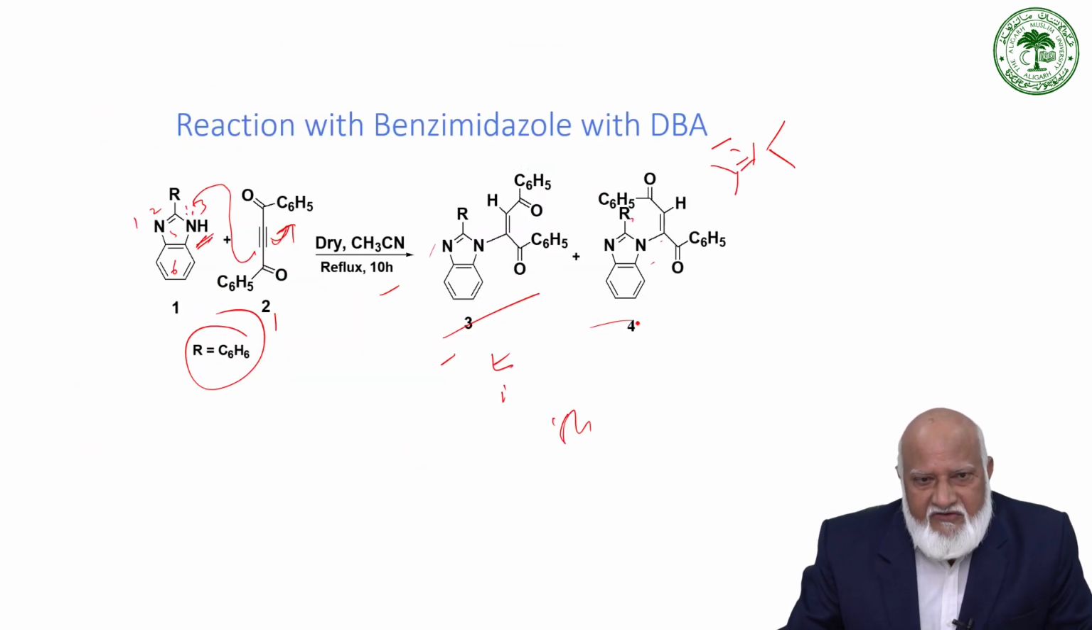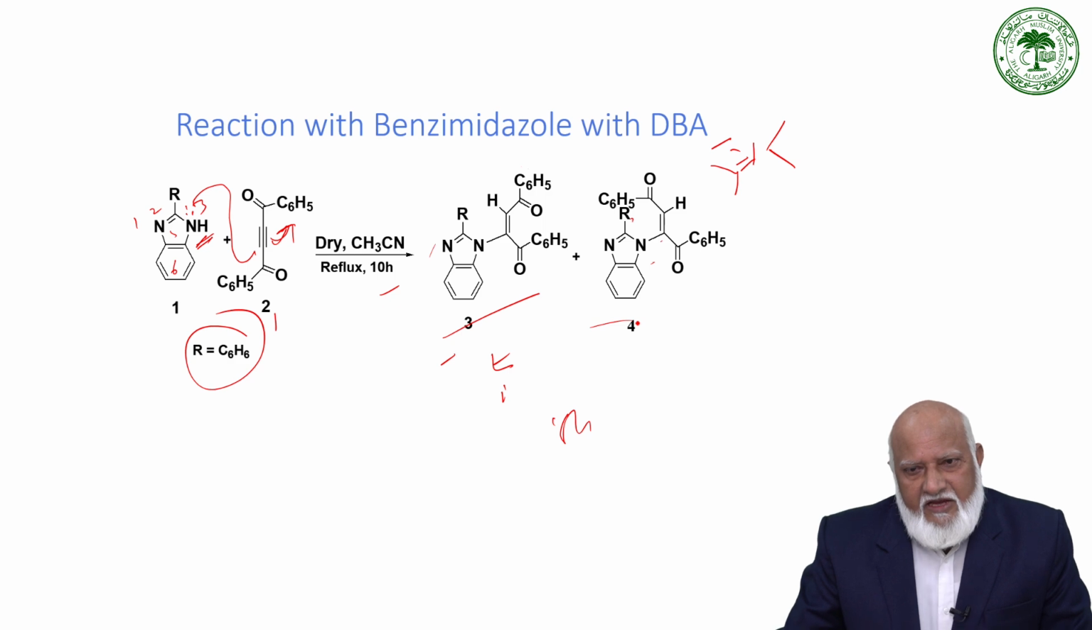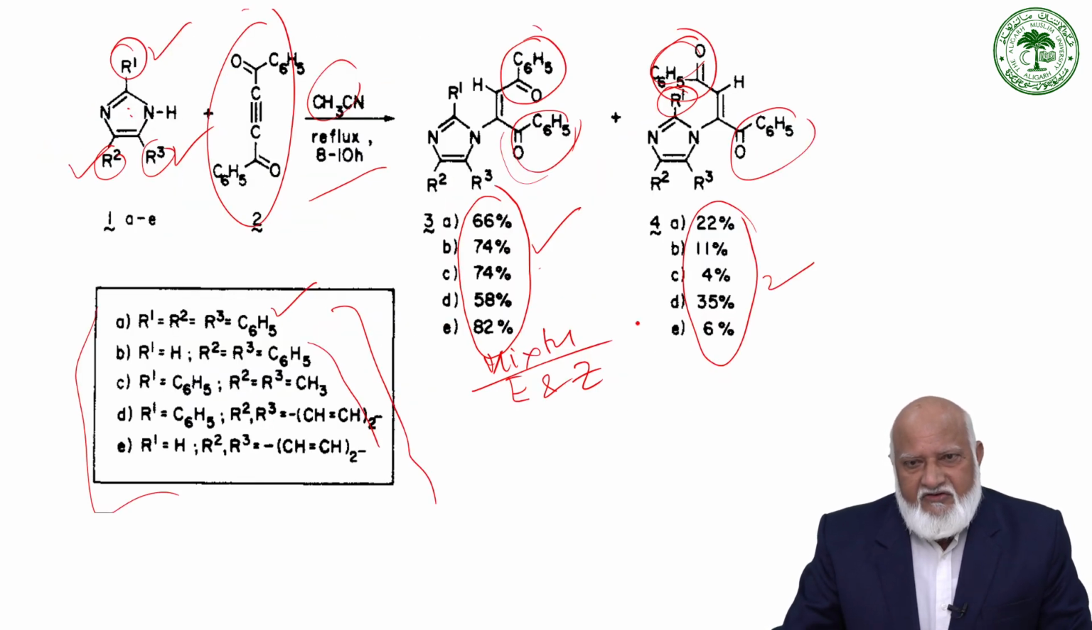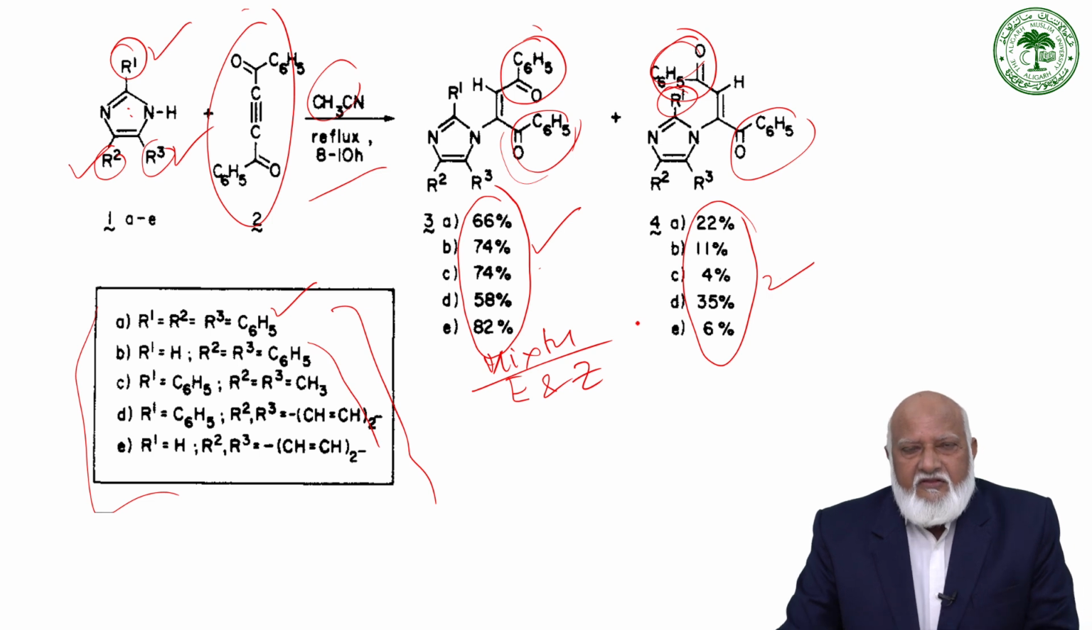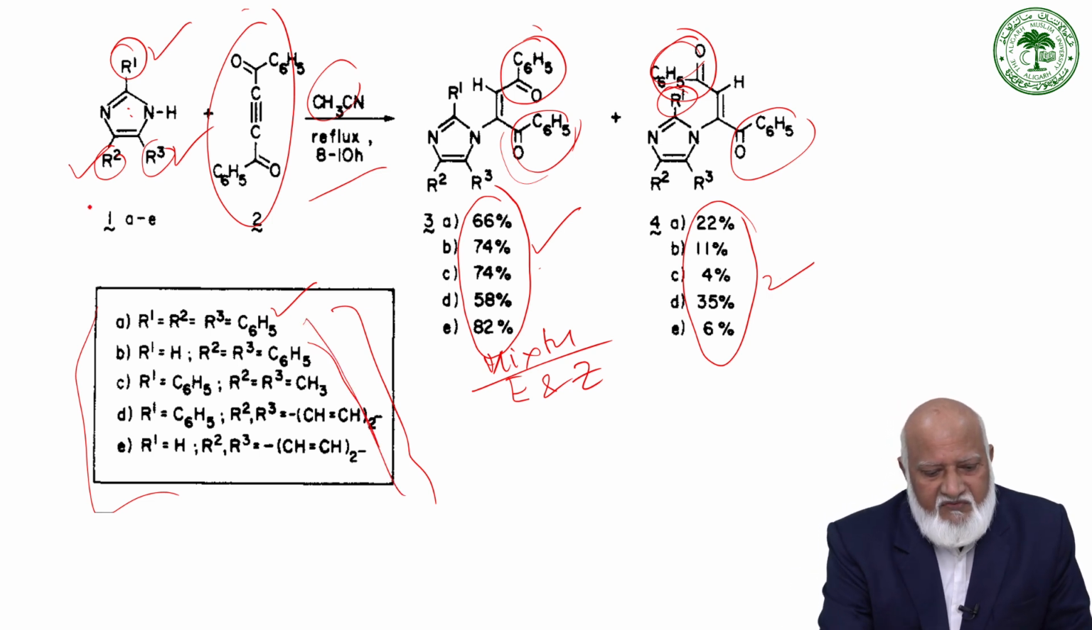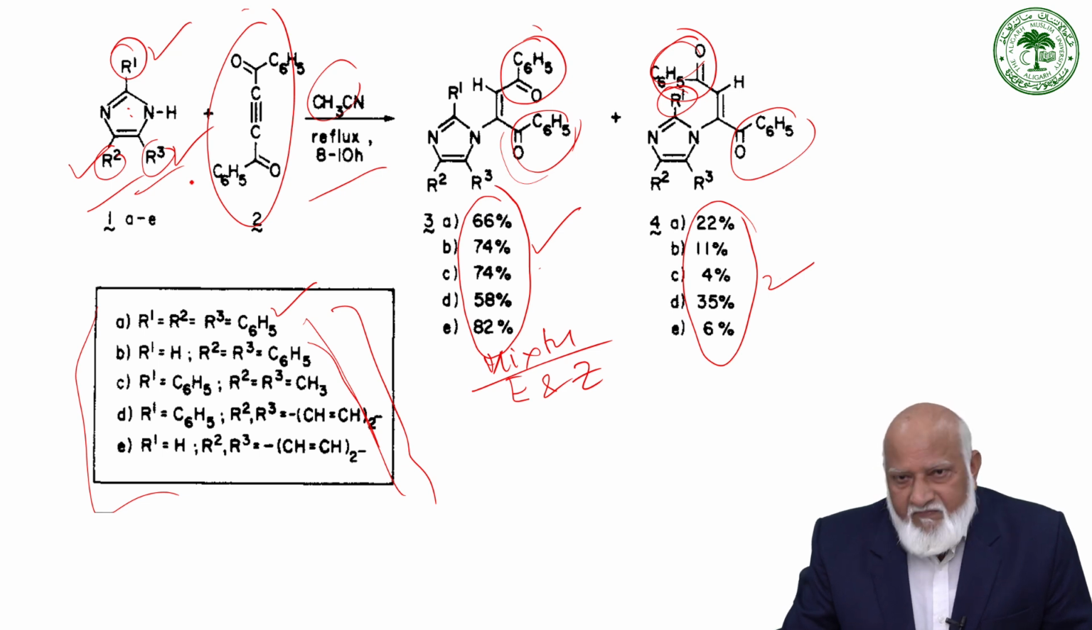The benzimidazole adds to dibenzoyl acetylene in a very generalized manner through a nucleophilic attack of the lone pair of nitrogen to one of the acetylene carbons, followed by abstraction of a proton, giving rise to dibenzoyl acetylene adducts 3 and 4. The structure has been well studied, and the reaction has been studied not only with one substituent but with a large number of different substituents.